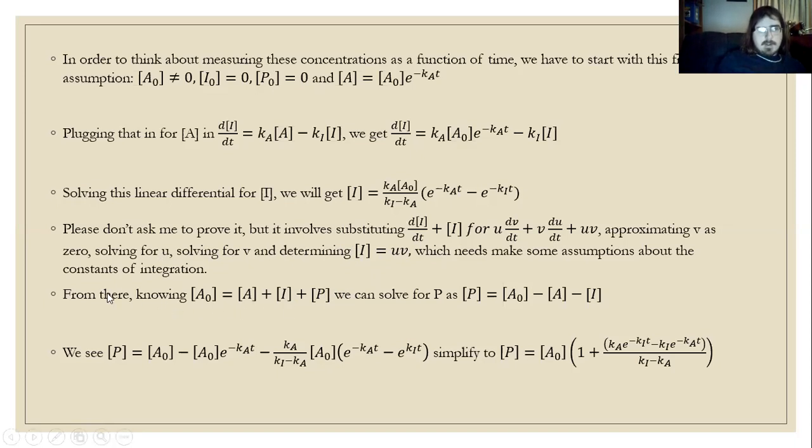But from there, if we know A sub 0 equals A plus I plus P, we can solve for P as a function of A sub 0 minus A minus I. We know what A is, and we now know what I is, even that uglier thing. And we can actually simplify that to be P as a function of A sub 0 times a whole bunch of constants as a function of time.